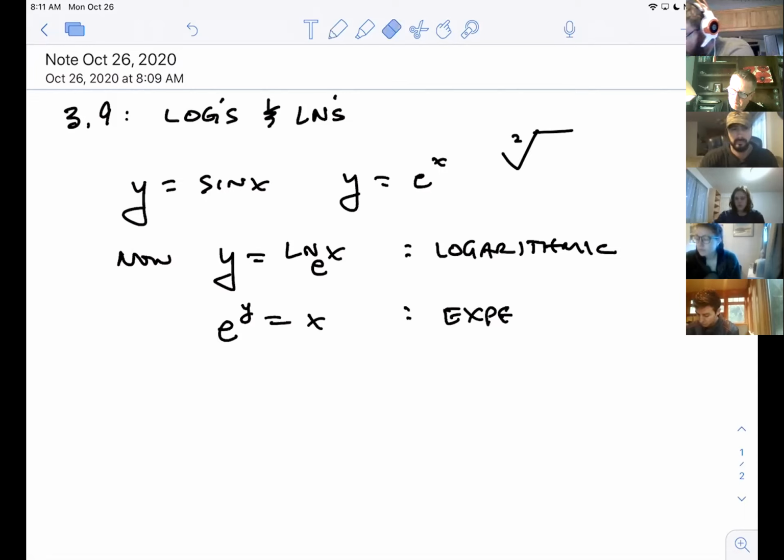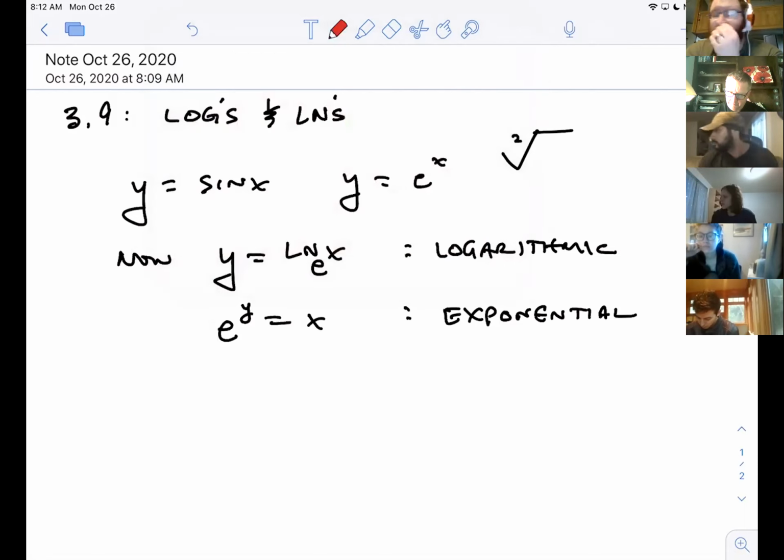I already spelled wrong. Exponential. Don't have time to go back into that, but that's something you should know from Math 111. You can switch forms from logarithmic to exponential. Let me say this really quick.